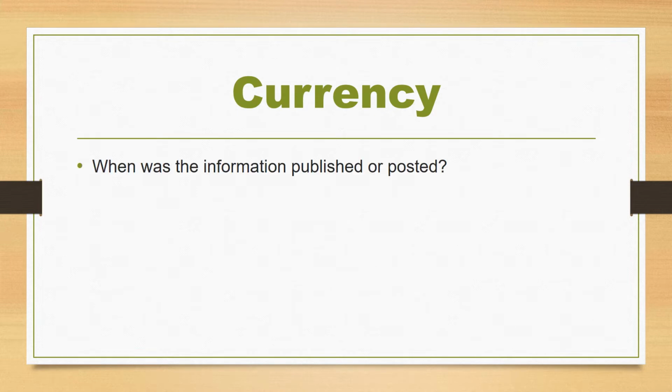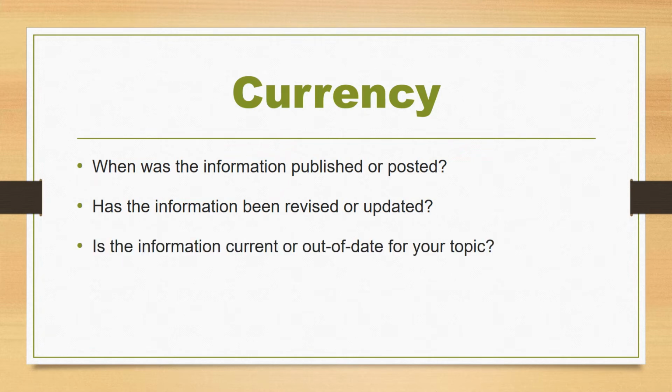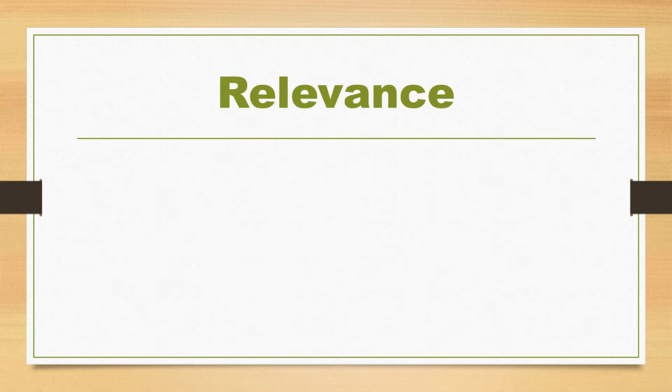So for currency, we're really looking for when the information was published or posted, and if it's an informational website, whether or not that information has been revised or updated. You want to make sure that the information is appropriate for your topic. So is it current? Is it something that needs to be current? Is the information out of date? And one way to look for that is to make sure that the links on the page are functional. Out-of-date websites often have non-functional links.